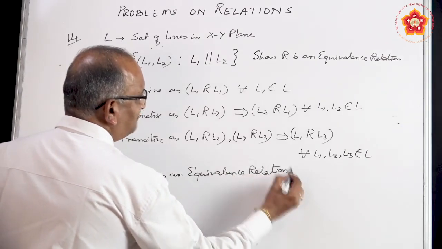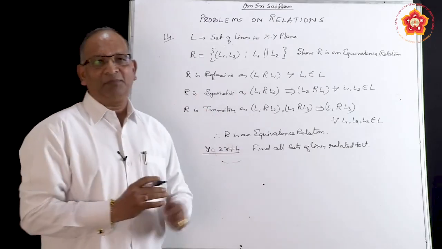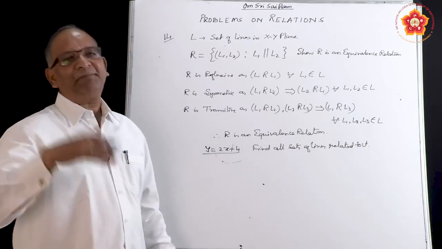Now come to the last part of this problem. The second part of the problem, he says, find the set of all lines related to the line y equal to 2x plus 4. He says find all sets of lines related to it. What do you mean by saying related to it? In this particular problem, we are talking about parallel lines. So, any line related to it means it should be parallel to it.